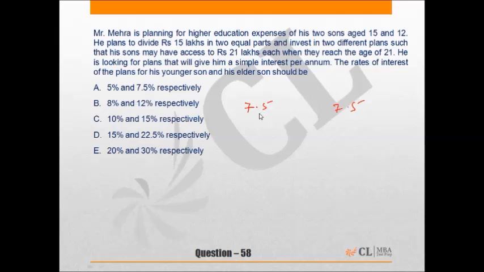such that his sons may receive rupees 21 lakhs each when they reach the age of 21. He is looking for plans that will give him simple interest per annum. The rates of interest of the plan for his younger son and that for his older son should be.